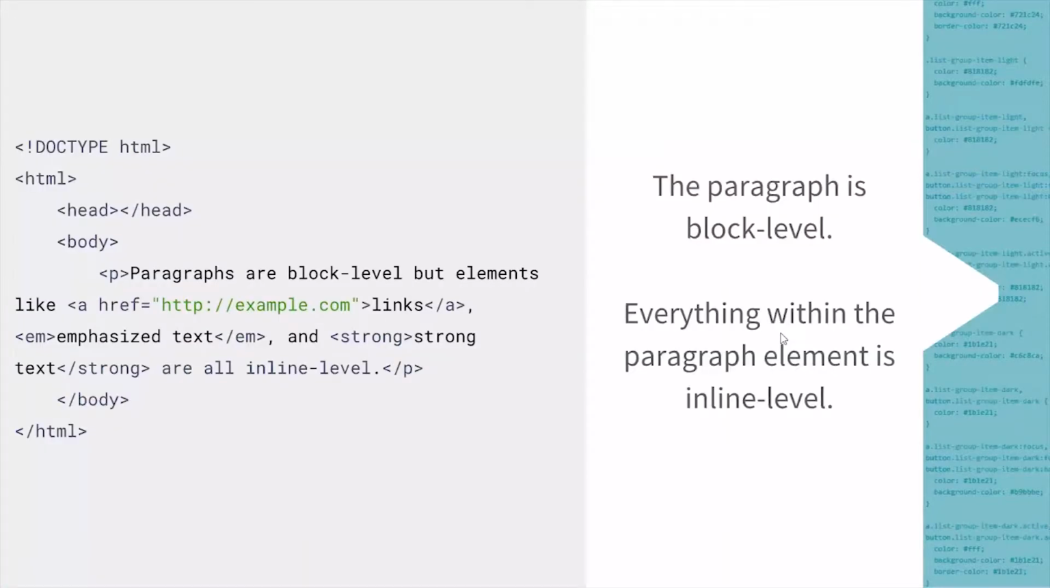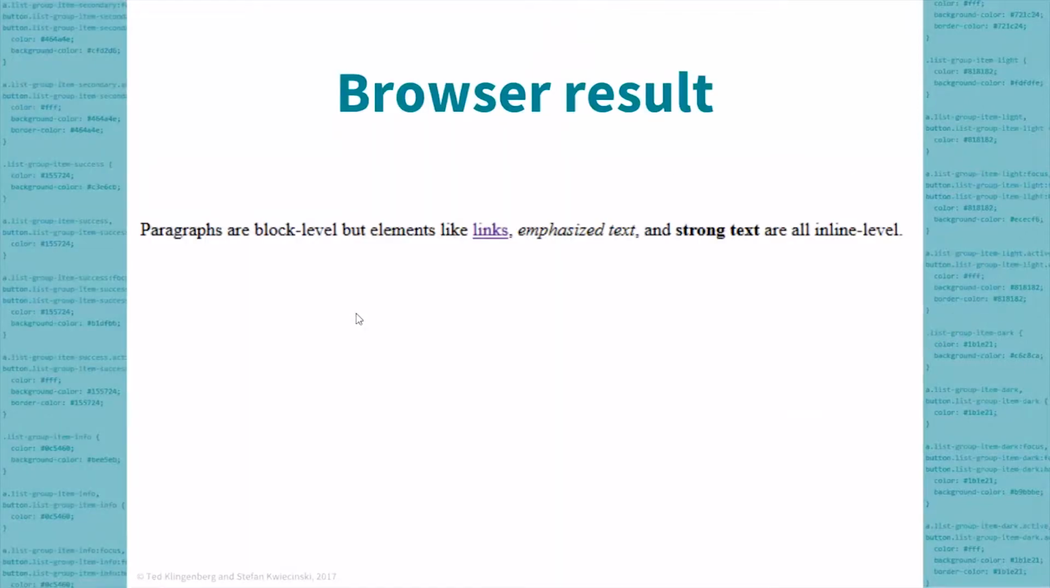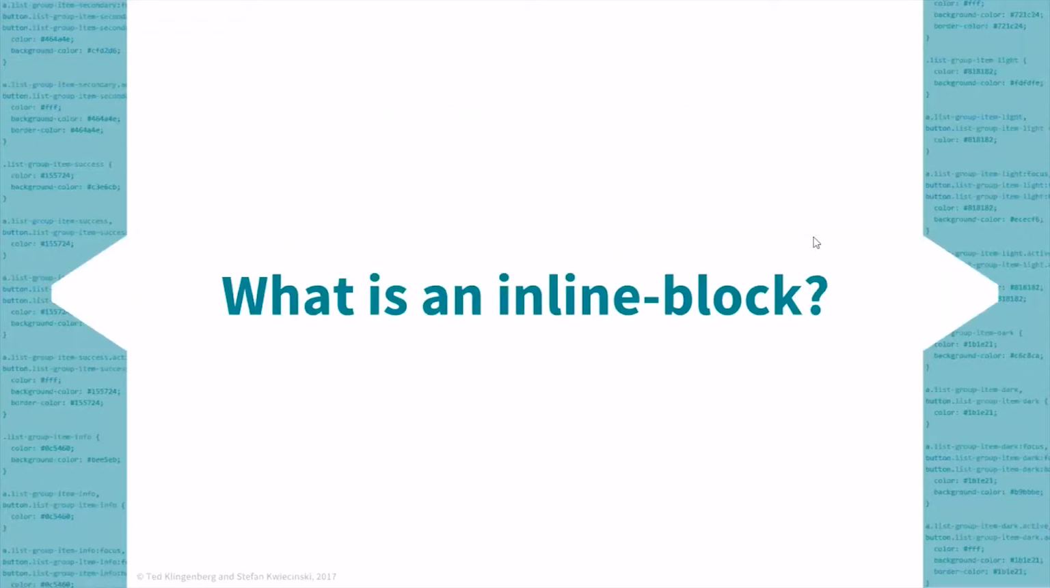That's inline level elements. If we look at an example, here's a paragraph. And that paragraph is a block level element, but inside of it are inline elements. We have some text, and then we have a link. We have emphasized text and strong text. Look at it in the browser. It's all in line with the text, and that's inline elements.